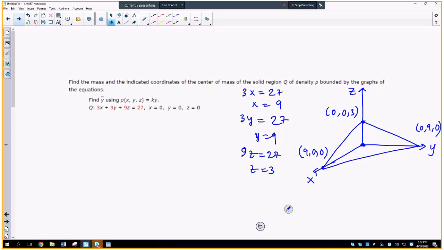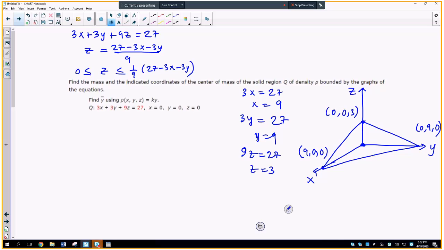how far it can go. So write down your plan, 3x + 3y + 9z = 27. Set z by itself and you get (27 - 3x - 3y)/9. So the limits are 0 ≤ z ≤ (1/9)(27 - 3x - 3y).